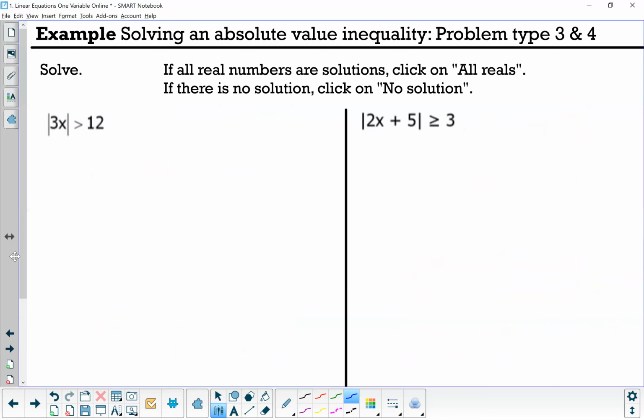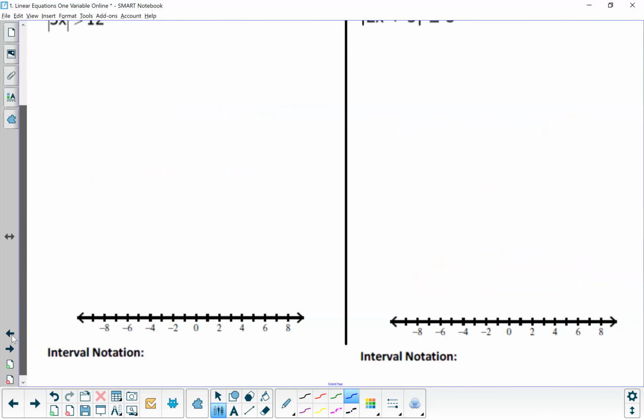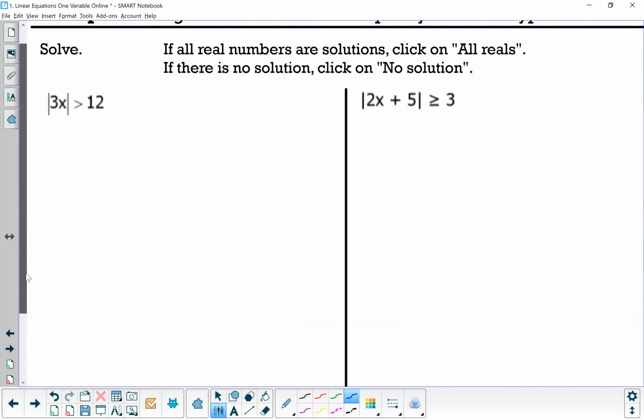All right, we have two more examples here. You have the absolute value of 3x is greater than 12. And then you also have the absolute value 2x plus 5, absolute value bar greater than or equal to 3. Go ahead and pause the video, do these two, and then we'll do them together.